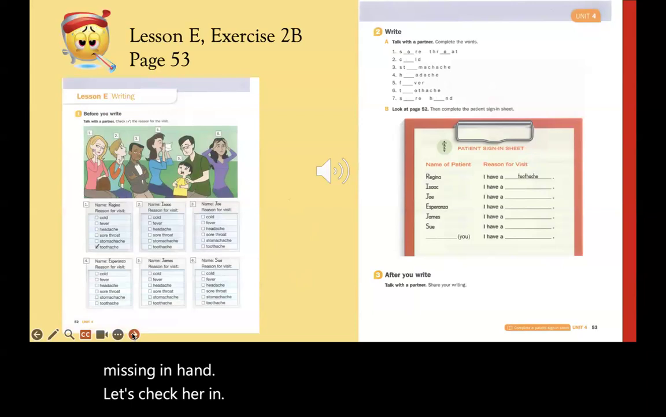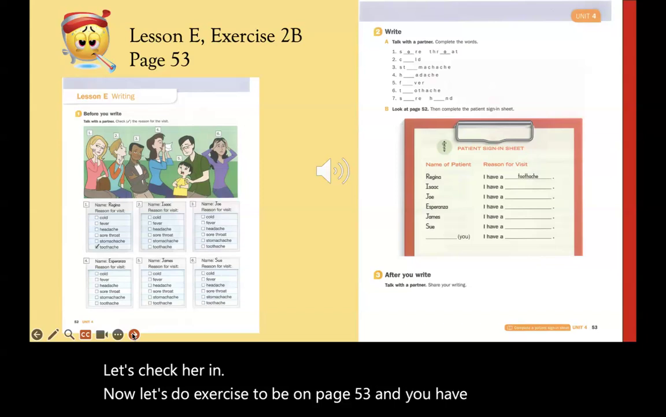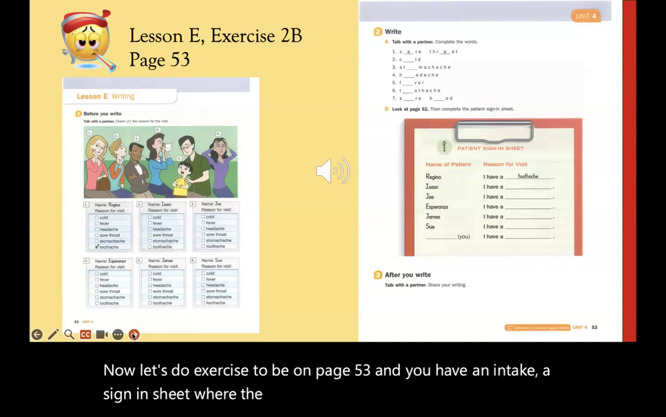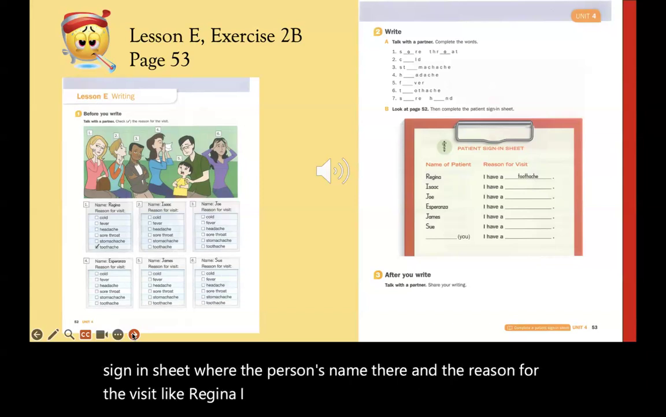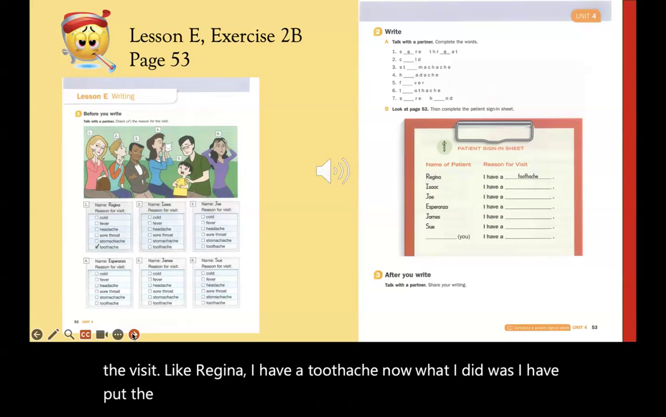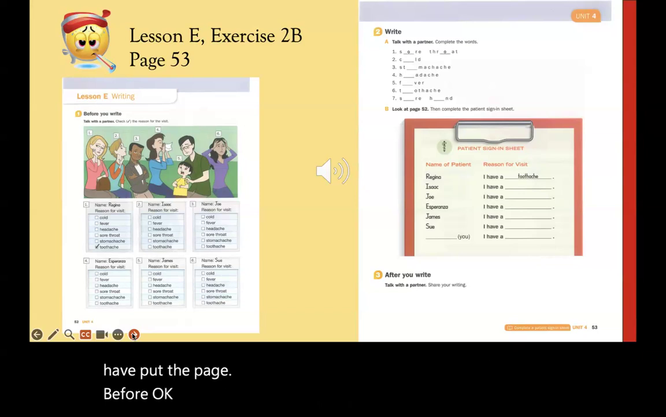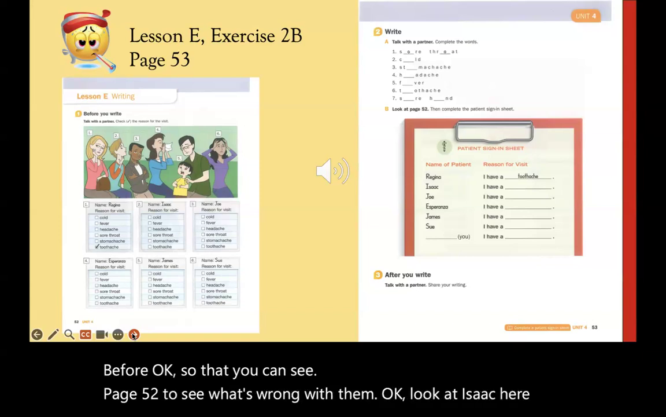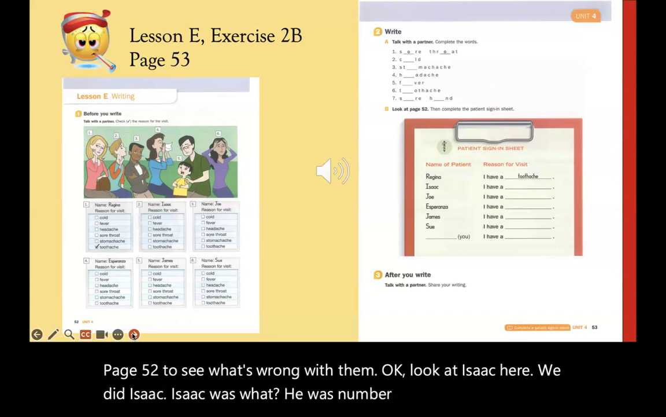Now let's do exercise 2B on page 53. You have an intake, a sign-in sheet where the person's name goes and the reason for the visit, like Regina, I have a toothache. Now, what I did was I put the page before, so that you can see page 52 to see what's wrong with them. Look at Isaac. Here we did Isaac. Isaac was what? He was number 2. So he would write, I have a what?